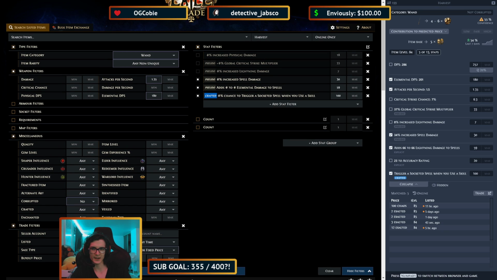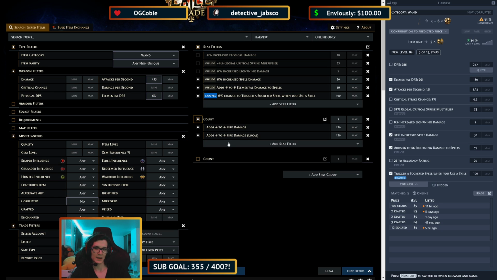Now, if we check out everything else, it's taken in consideration the attack speed, the elemental damage, which is purely based on the flat elemental damage, which is the fire damage from the essence modifier. It is non-corrupted. There is an actual fixed price. If I look at this here, you'll see that there is fire damage and local fire damage, and it's asking for either one of those.